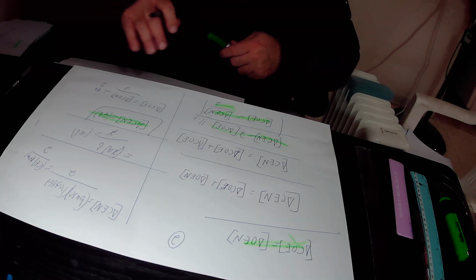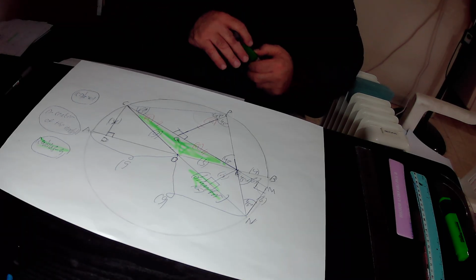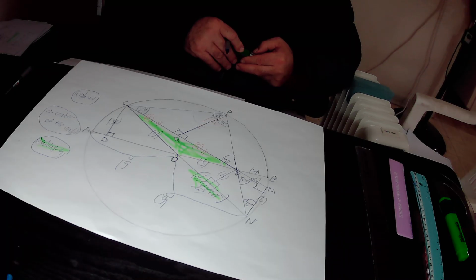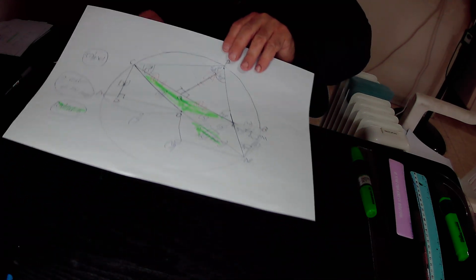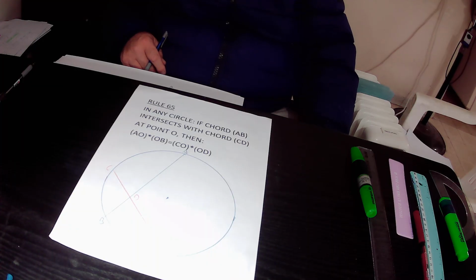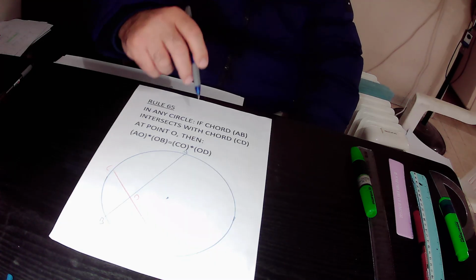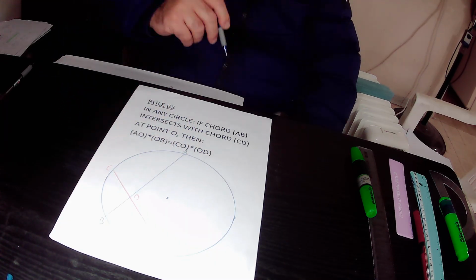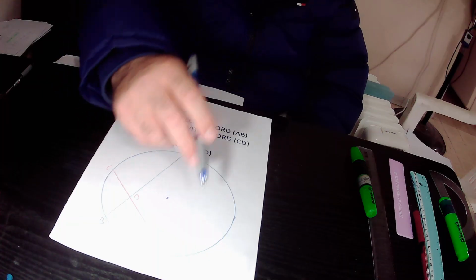In the next step, we will implement Rule 65 in our drawing. Rule 65 is about two chords that intersect with each other inside the circle. So I'll quickly repeat Rule 65. Rule 65 is true in any circle, so this circle could be any circle. In any circle, if chord AB intersects with chord CD at point O, then the following equation is true: AO times OB equals CO times OD.